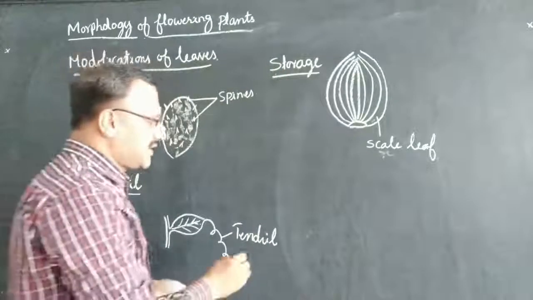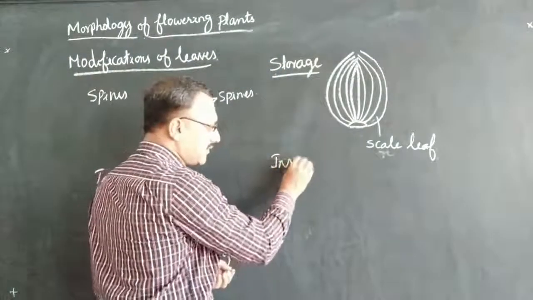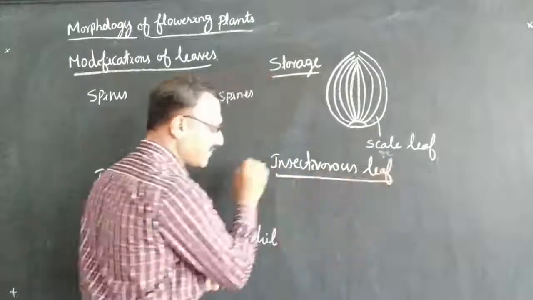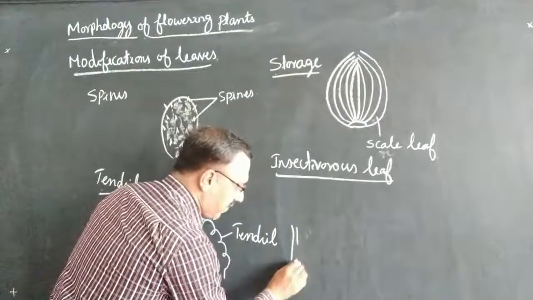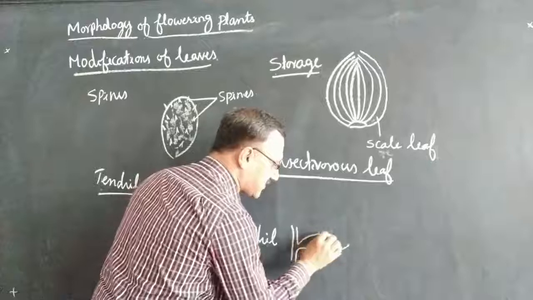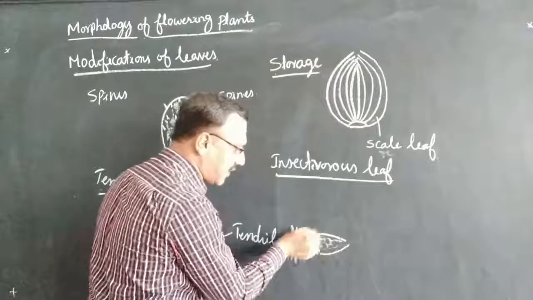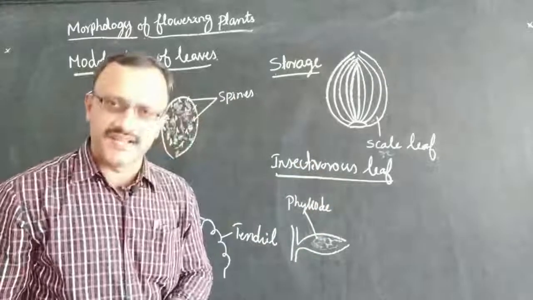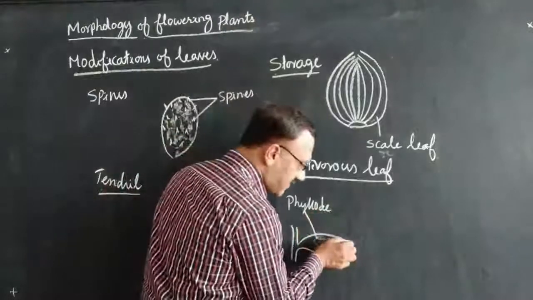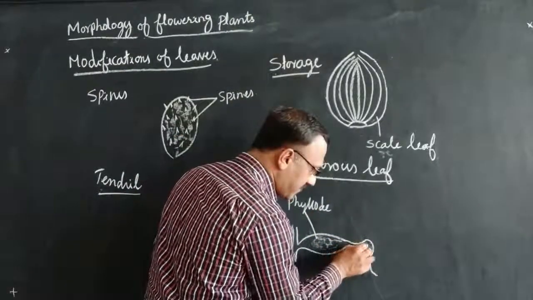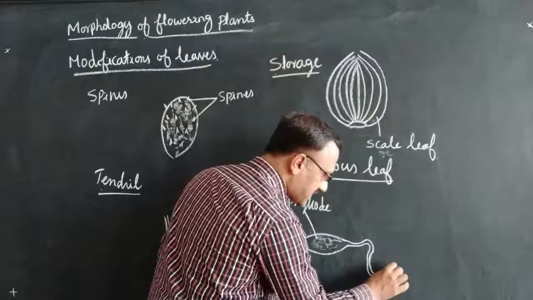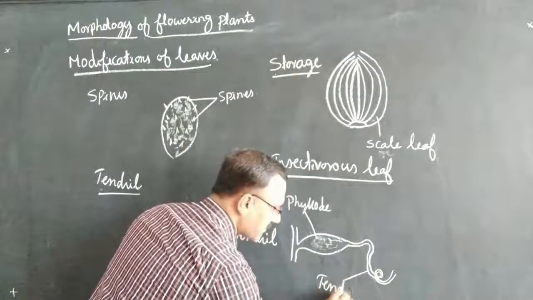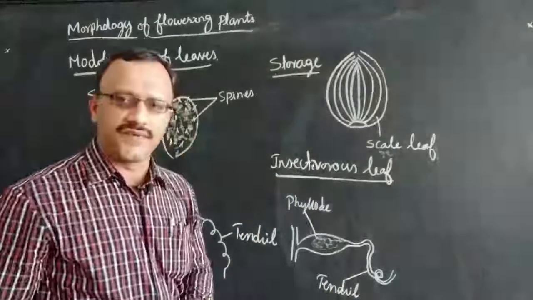Let me show here. In the case of an insectivorous leaf, the leaf base will modify into a flat plate-like or leaf-like structure called phyllode, which is the modified form of leaf base. Followed by the leaf base, we have the tendril, which is the modified form of petiole. This is called the tendril, which is the modified form of petiole.